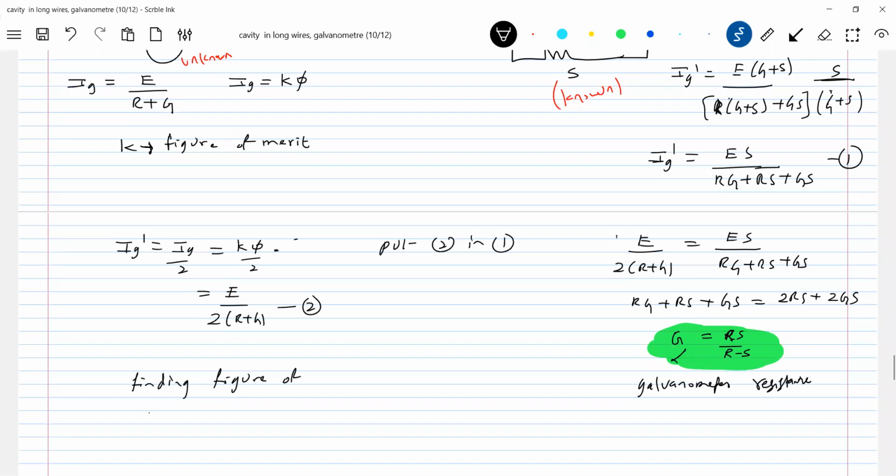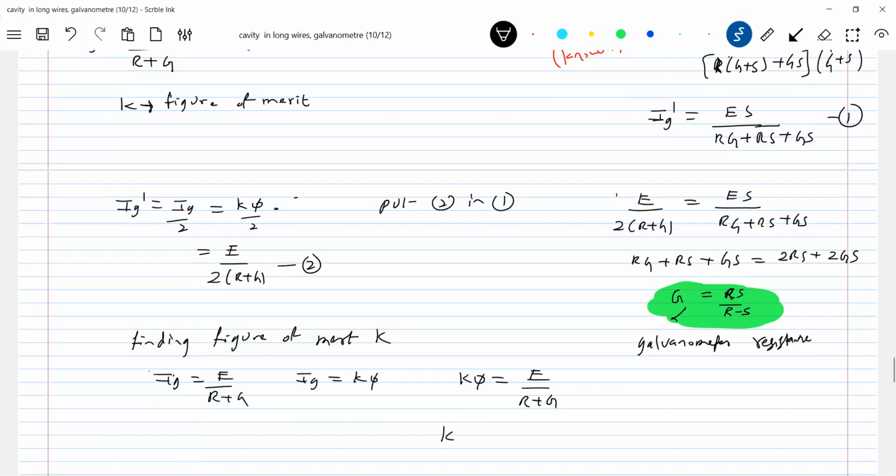Finding figure of merit K. So what is the value of G? G I calculated from this equation. Substituting, equating those two, as we know, Ig equal to E by R plus G. On the other side, Ig equal to K phi. So equating these two, K phi equal to E by R plus G.